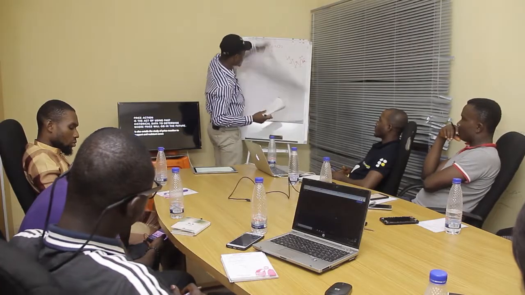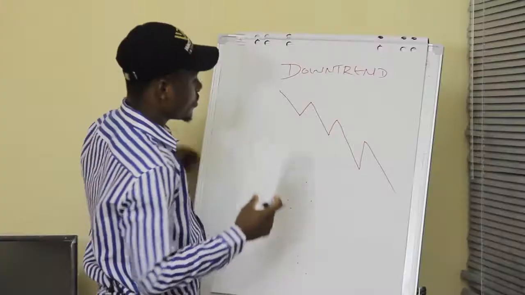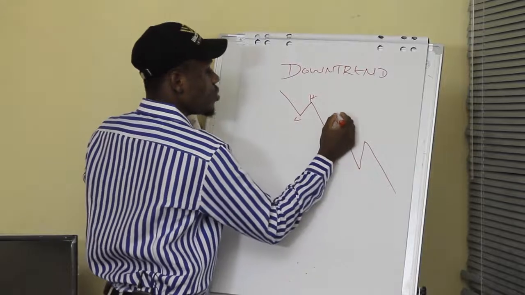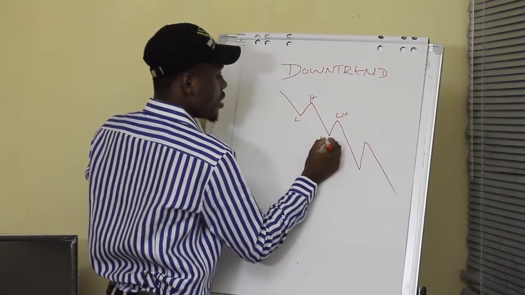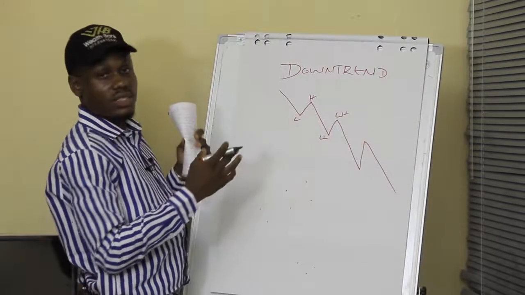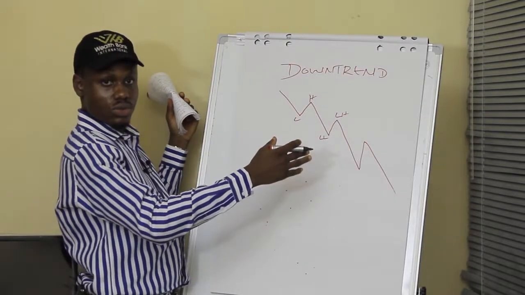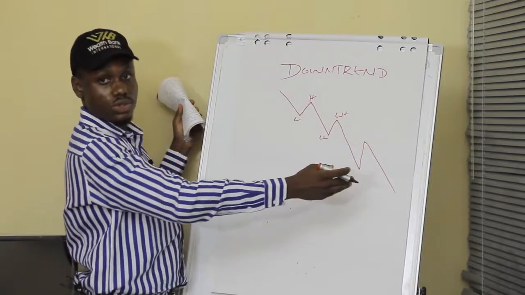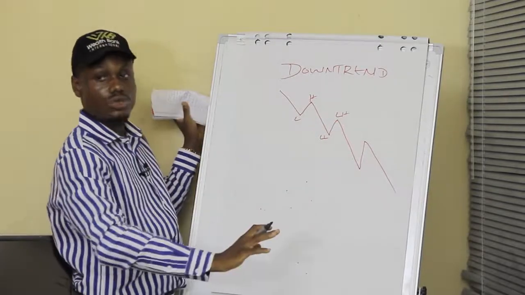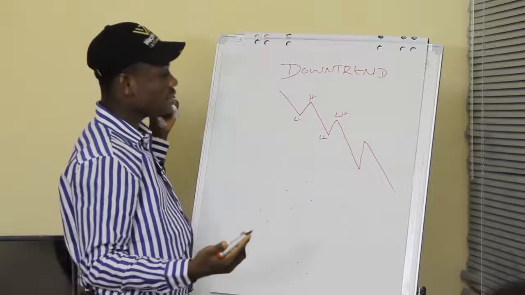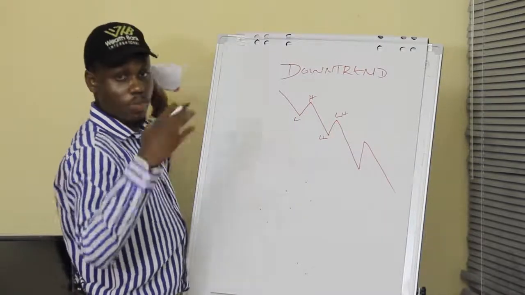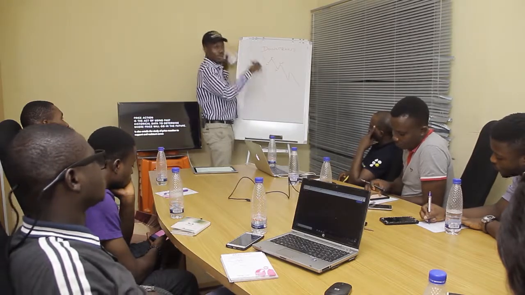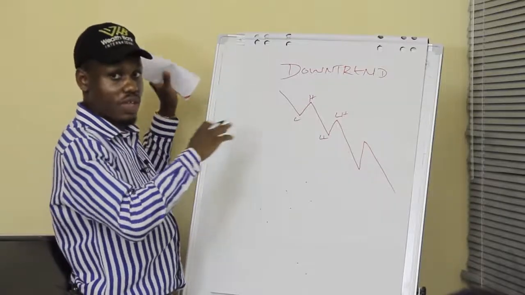Therefore, if the market is making sets of lower highs, LH, let's say this is a high and this is a low, we have an LH and an LL. So when the market is making sets of lower highs and lower lows, we say that the market is in a downtrend. So how do we know the market is in a downtrend? To know, look for the highs and the lows, their positioning.